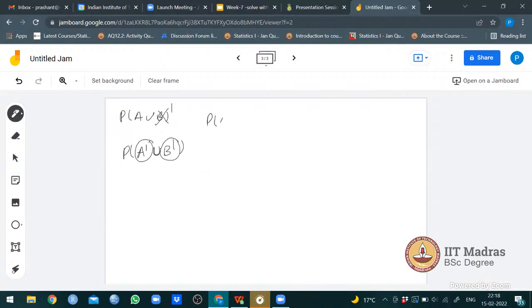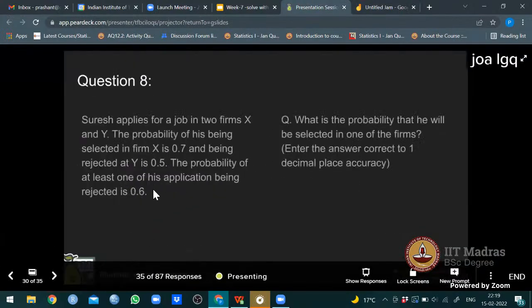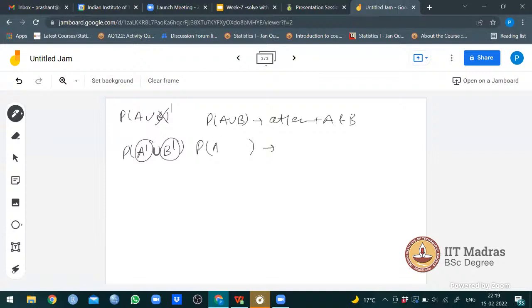What is the meaning of probability of A union B? At least event A or event B. Okay. Yes. And in the question it is saying that at least one of his applications is being rejected, means A rejected union B rejected. You are talking about A union B whole rejected. No. Okay, you have done it like this. Okay, the one where I subtracted from 1.6, yes, that is wrong.